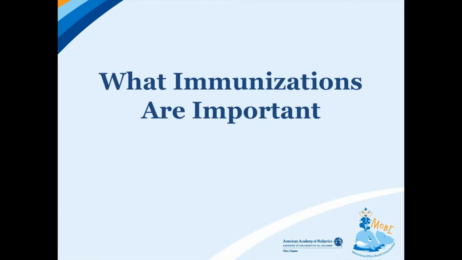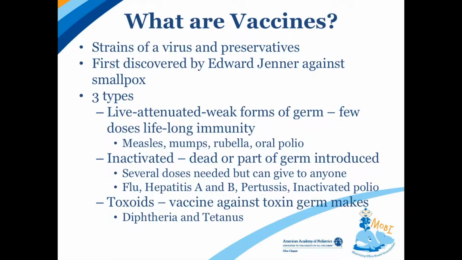So first, what are immunizations and why are they important? A vaccine is a strain of the virus along with some preservatives. They were first discovered in the 1890s by Edward Jenner when he was finding a cure for smallpox. He noticed that parts of cow blood could be used to protect against cowpox. And so getting a strain of the virus was a way to prevent future illness.